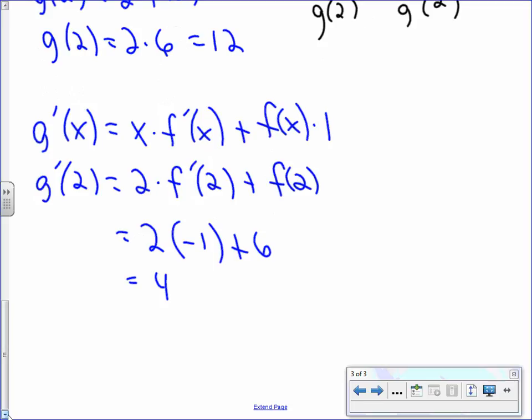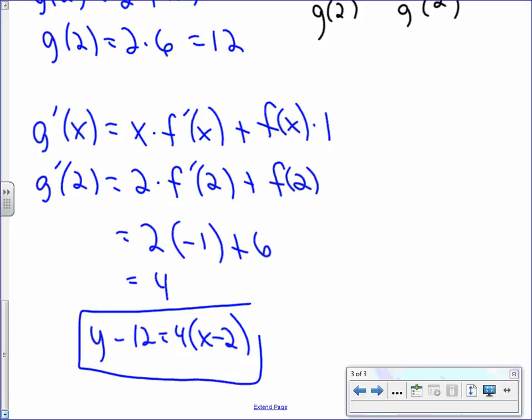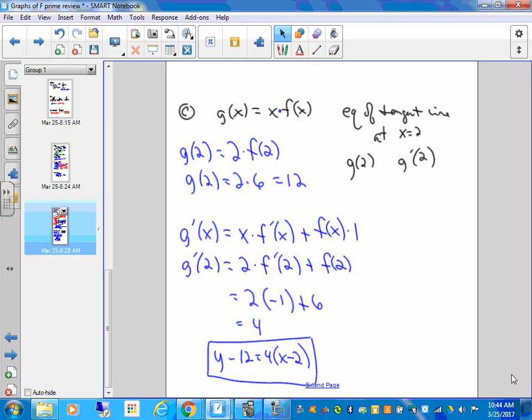And then your final answer is y minus 12 equals 4 times (x minus 2). We don't have to rearrange that. You don't have to rearrange it, and if you rearrange it and it's wrong, they might take one away. All right, we'll stand up and take a breath.